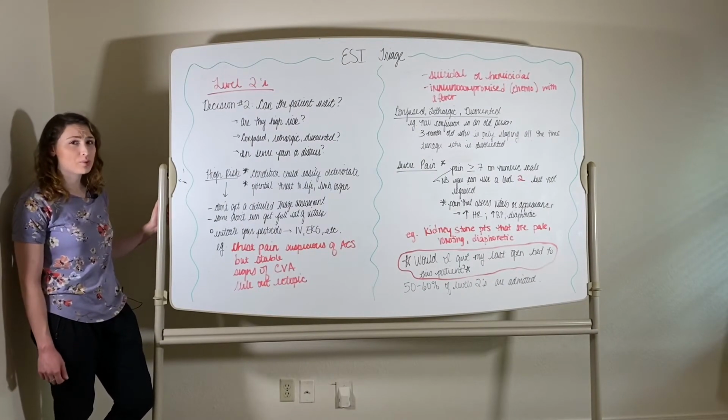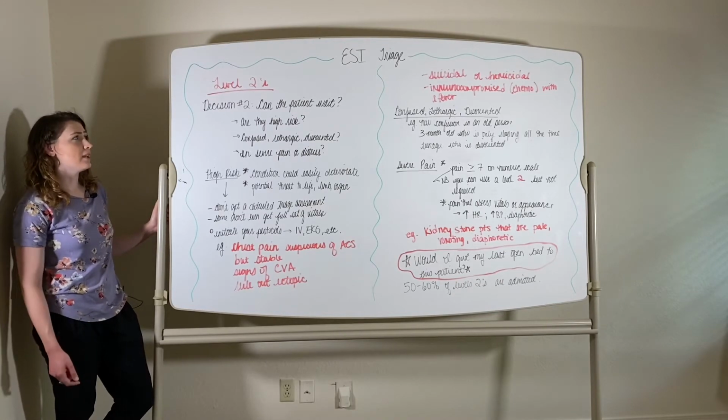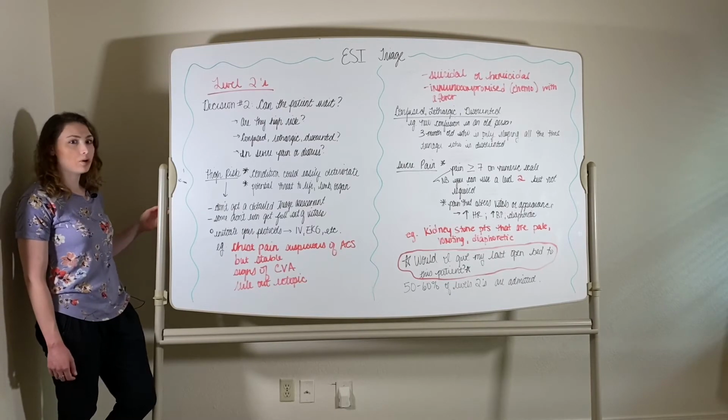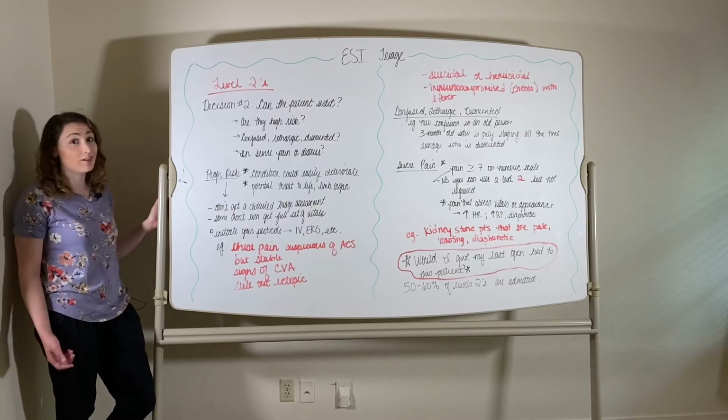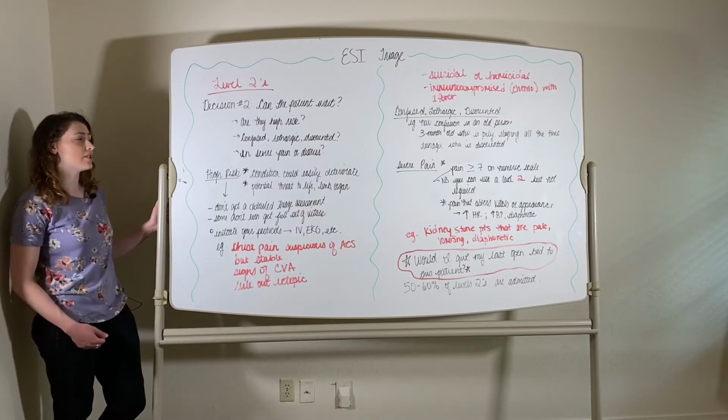So here we come to our second decision point. And the second decision that you need to make is really, can the patient wait? Can they wait in the waiting room for an hour, 30 minutes? Can they not wait in the waiting room? And how you come to this decision is you ask yourself these questions.